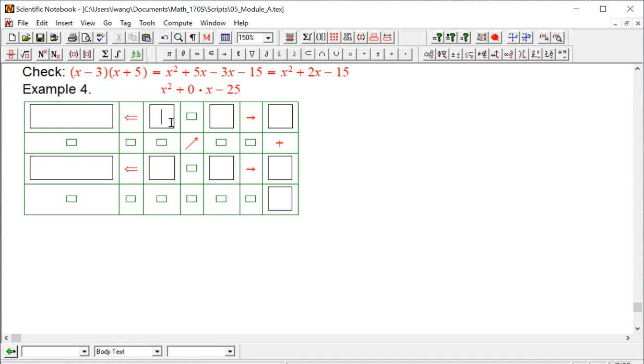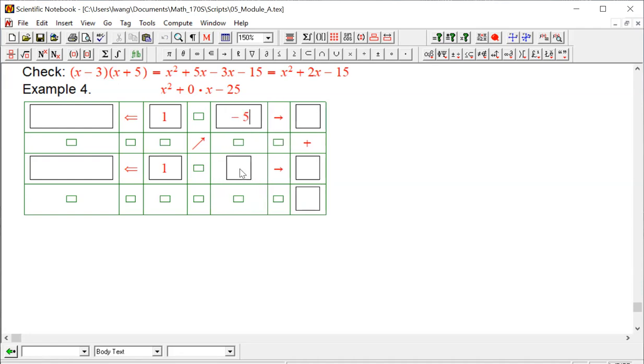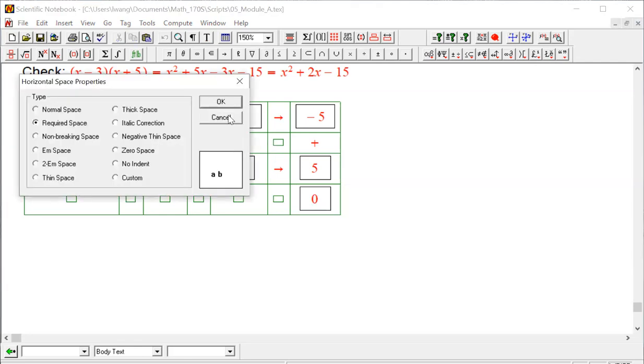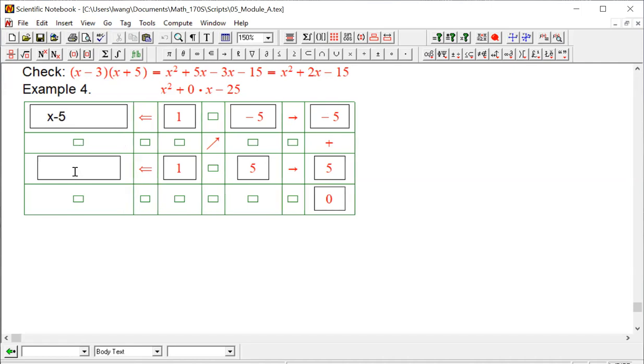Okay, so the coefficient of x squared is 1, so 1 times 1 is 1. And negative 25 is negative 5 times 5. Cross multiplication, so you get negative 5. And 1 times 5 is 5. Negative 5 plus 5 is 0. We match the 0 here. And we're going to get x minus 5 times x plus 5.